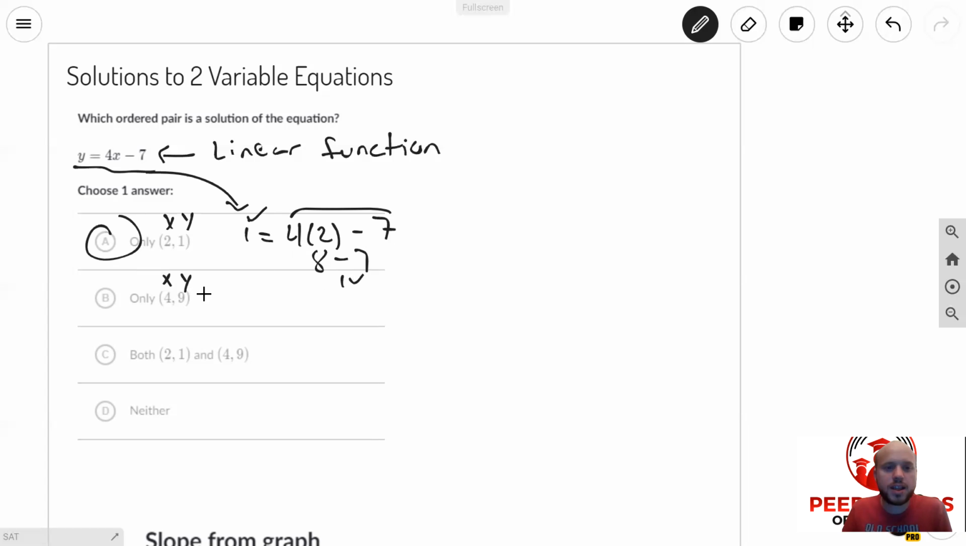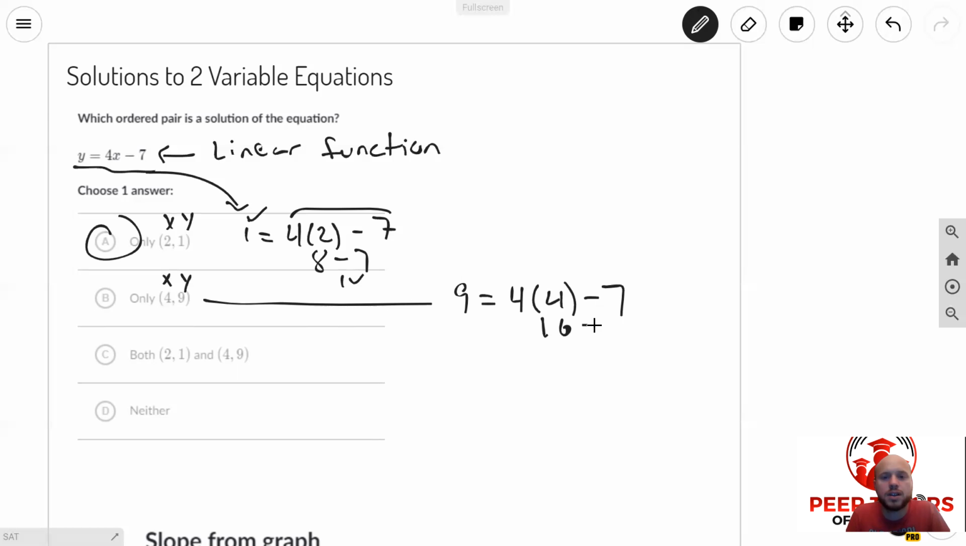All right, let's see if that happens with (4, 9). So over here, I'll just write 9 for my y. And I know I got the 4 for my slope, and then that 4 is our x. So it's 4 times 4 minus 7. 4 times 4 is 16, minus 7. 16 minus 7 is 9. So again, 9 on the left, 9 on the right. So that means the answer is C.